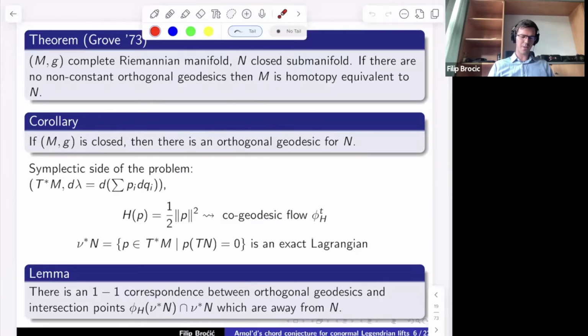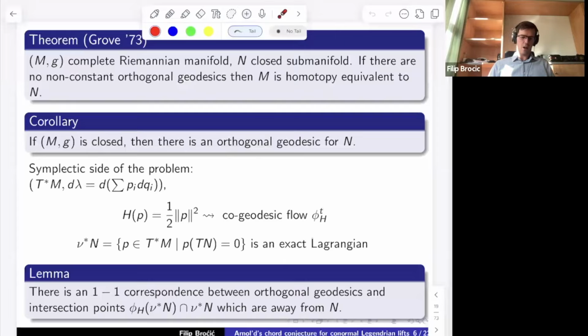So let's consider the cotangent bundle with the standard symplectic form given by the differential of the canonical Liouville form, which is locally described by p_i dq_i, where q_i are coordinates on the zero section and p_i are dual coordinates to the coordinates q_i. Then if one takes the Hamiltonian to be the kinetic energy, which corresponds to the norm induced by the Riemannian metric on M, then the flow of this Hamiltonian is a cogeodesic flow, meaning that projections of Hamiltonian orbits are geodesics in the base M.